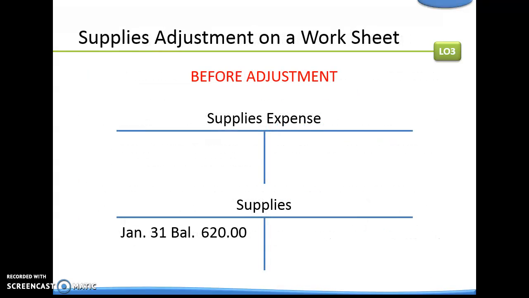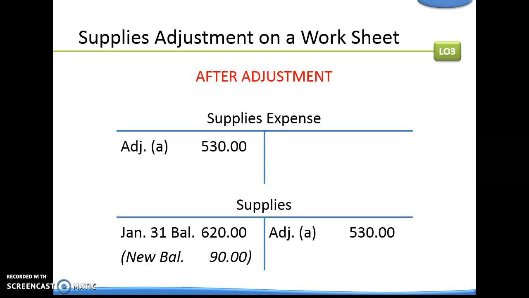Supplies adjustment on a worksheet. Before the adjustment, we have supplies expense, supplies. After the adjustment, we have supplies expense and supplies for $530. So our new balance is $90.